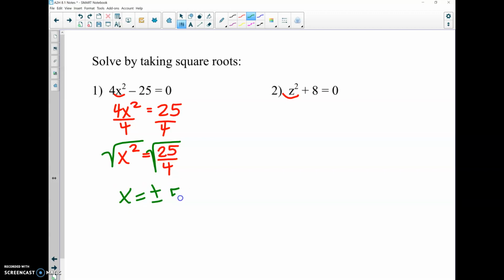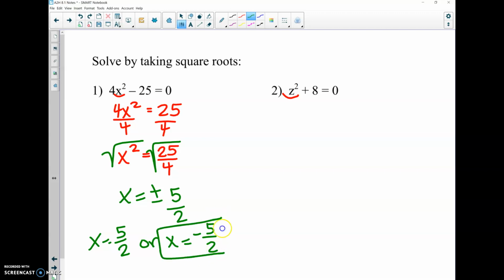The square root of 25 is 5. The square root of 4 is 2. So our two answers: x equals 5/2 or x equals negative 5/2. If we plugged in either of these two values for x, squaring 5/2, you get 5 times 5, 25, and 2 times 2 is 4. And the same thing here, negative 5 squared is 25 and 2 squared is 4. So both of those answers work.